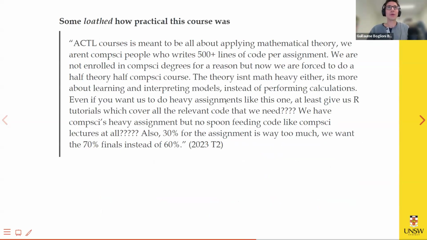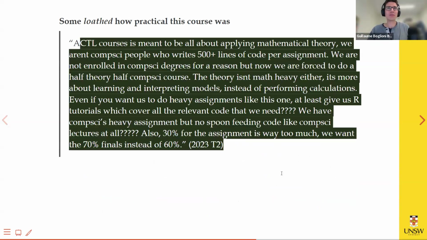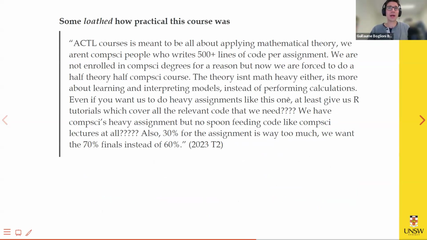Now, here we have the complete opposite. So somebody who didn't like coding, you can read this for yourself. They appear to be kind of cranky. This is almost like a rant. But they say that we shouldn't be coding 500 lines of code. Now, I'd be a bit surprised if your assignment will be 500 lines of code. Maybe their assignment was inefficient. That's why they needed so many lines.